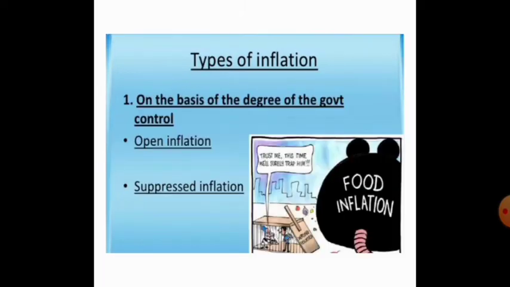Okay, now let us see the types of inflation. The types of inflation on the basis of the degree of government control: open inflation and super inflation.